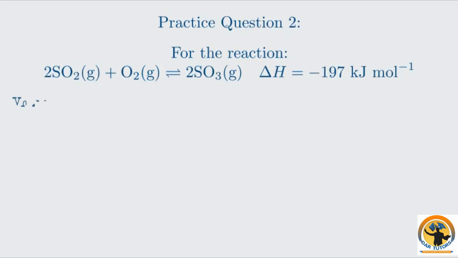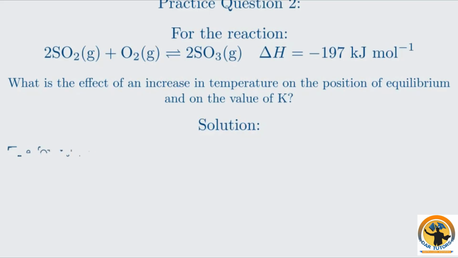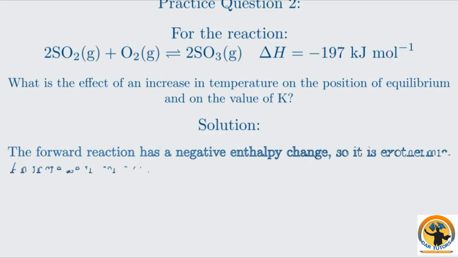Question 2 gives us the equilibrium between sulfur dioxide, oxygen, and sulfur trioxide with a negative ΔH. We need to predict the effect of increasing temperature. Solution. The forward reaction has a negative enthalpy change, so it is exothermic.